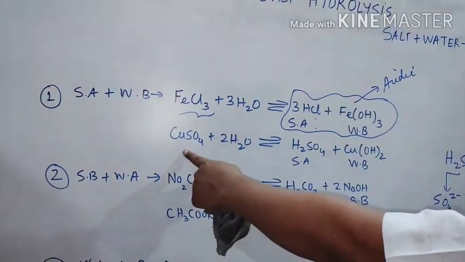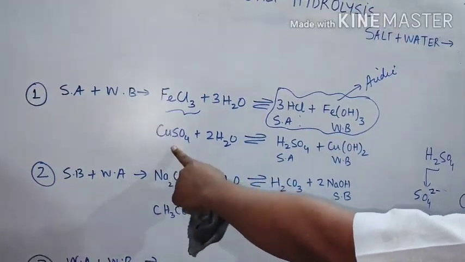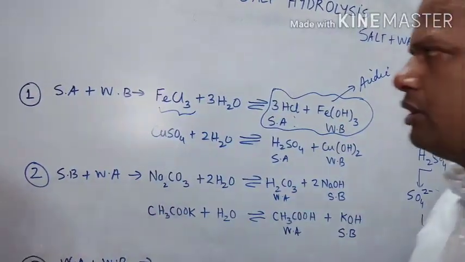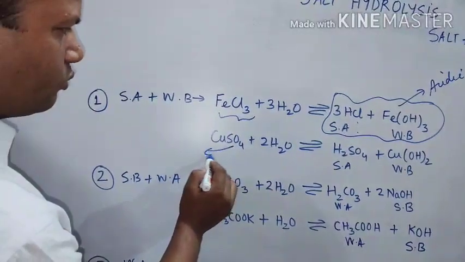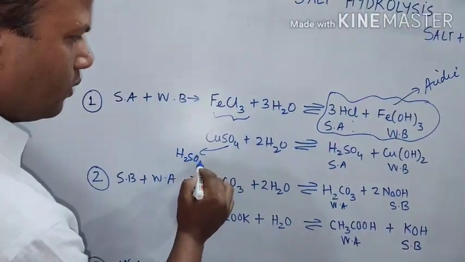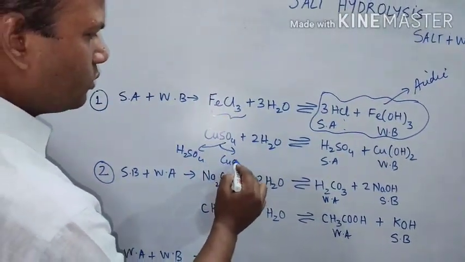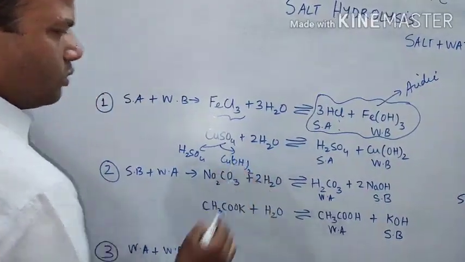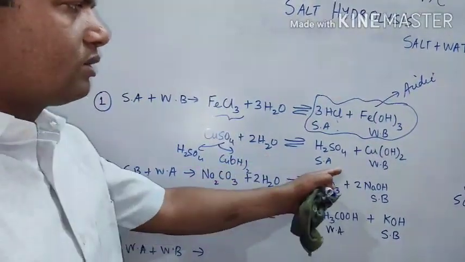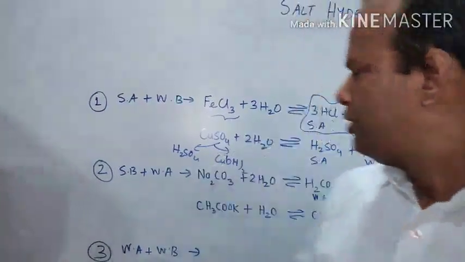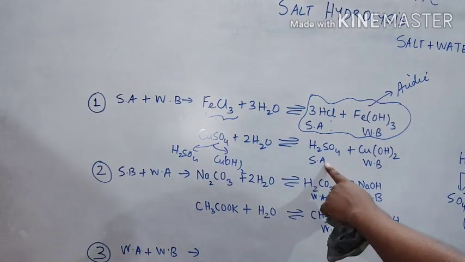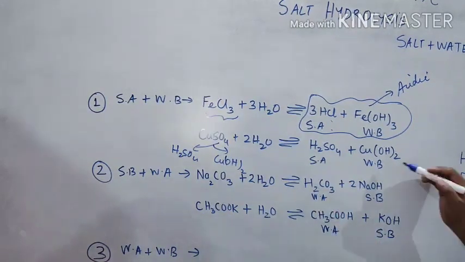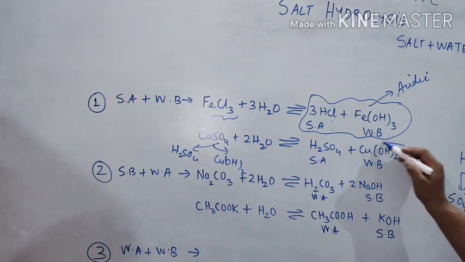Similarly, CuSO4 is a salt made from a strong acid and weak base. What are the strong acid and weak base? Strong acid is H2SO4 and weak base is Cu(OH) whole twice. So it is reacted and it gives the products H2SO4 and Cu(OH) whole twice. So we have here a strong acid and weak base. So this will be acidic.